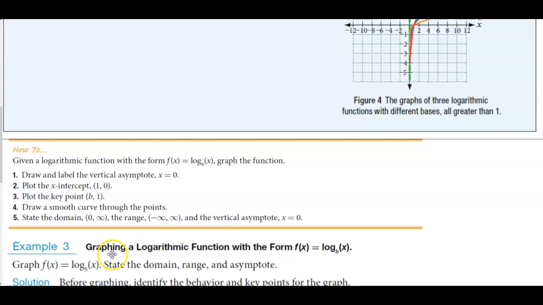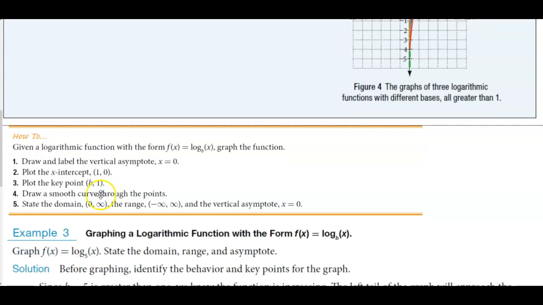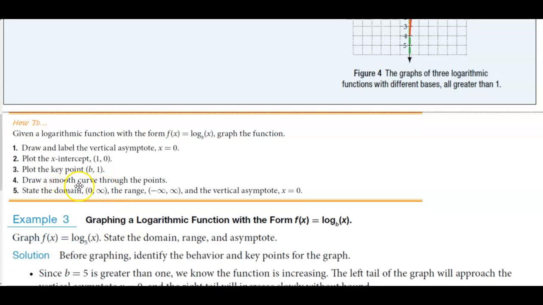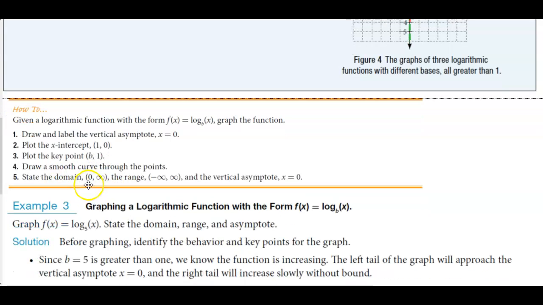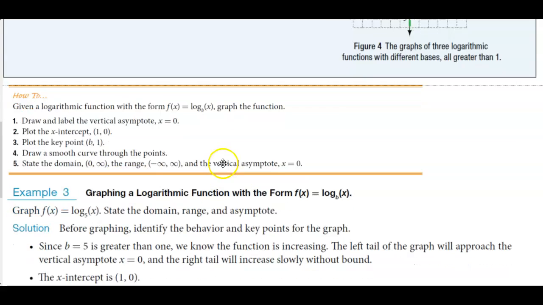So in example 3, we want to be able to graph a logarithmic function of the form f of x equals the log of base b of x. Given a logarithmic function of that form, first we're going to draw and label the vertical asymptote, which is x equals 0. Number 2, we're going to plot the x-intercept, which is (1, 0). And then we're going to plot the key point, (b, 1). And then we're going to draw a smooth curve through the points. And then we're going to state the domain and the range and the vertical asymptote.